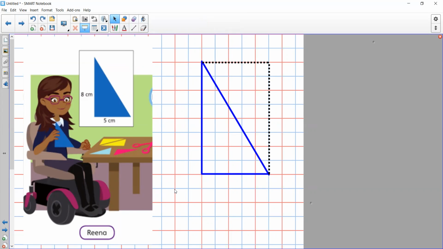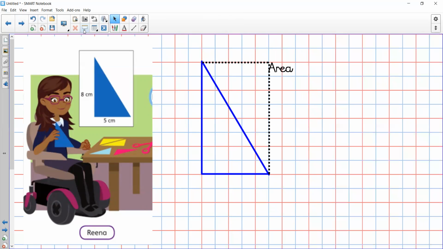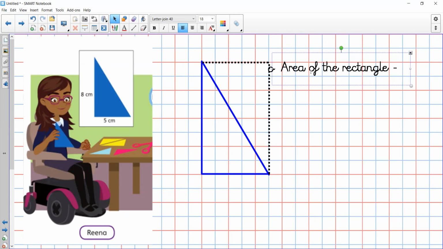So the area of my rectangle, I need to bring that over here, otherwise you won't see it. Area of the rectangle equals, and then what is it going to equal? It will be 5 times 8, which is 40 centimeters, and then squared. A little small 2 on top. That's the area of the rectangle.